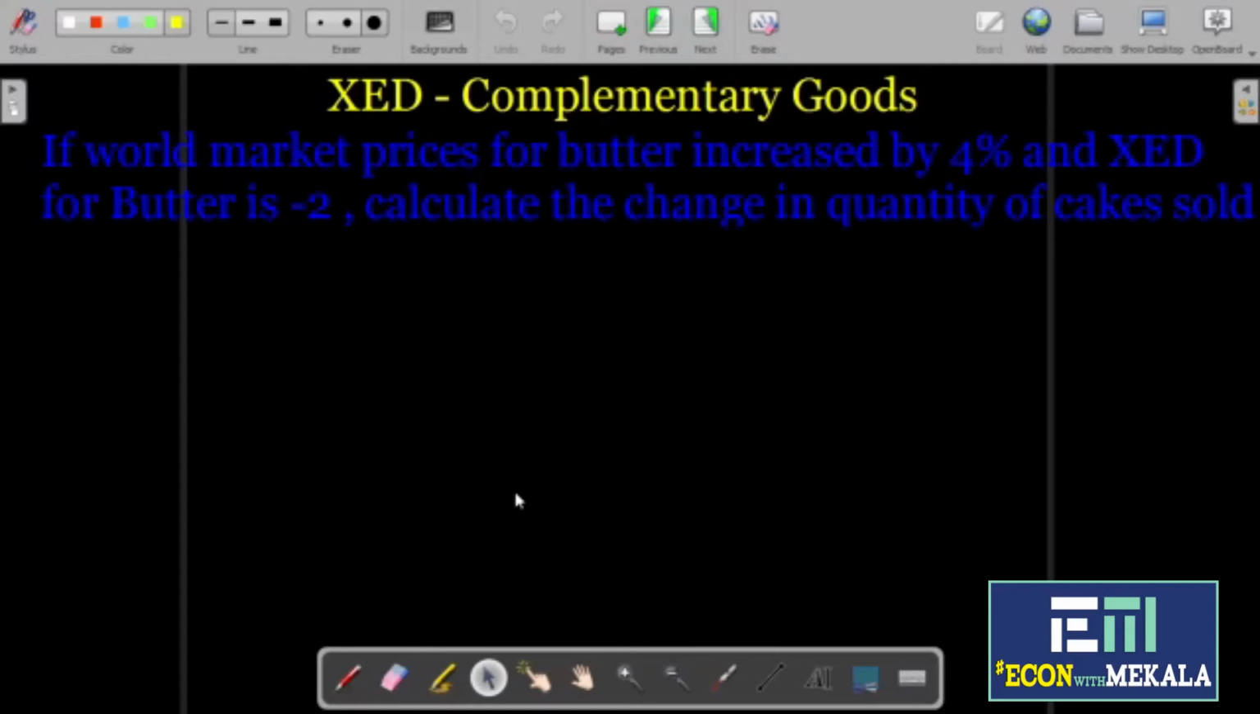If you look at this question, if you are a manufacturer of bakery items, butter is one of your key ingredients. So to produce cakes, we use butter as a key ingredient. So if butter prices go up, what will happen to the quantity demanded of cakes? They have given us -2 for XED, so let's apply these figures to our XED formula and find out the answer.